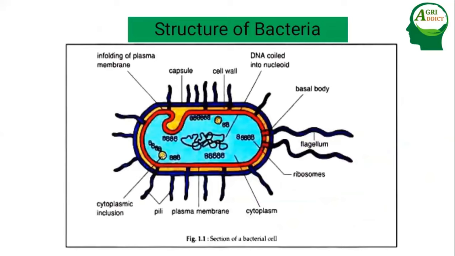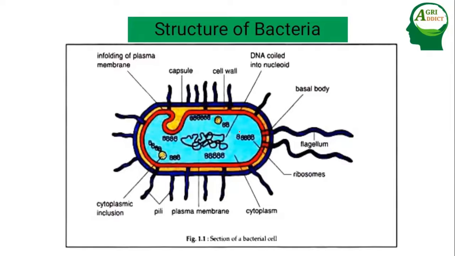This is a pictorial representation of bacteria showing different organelles. So this is the flagella you are observing here. This is the pili. The outermost layer is capsule, within which you will find the plasma membrane. Then comes the cell wall. Then comes the cytoplasm. Then comes the organelles such as DNA and cytoplasmic inclusion, mesosomes, ribosomes, etc. So now let's discuss it one by one.